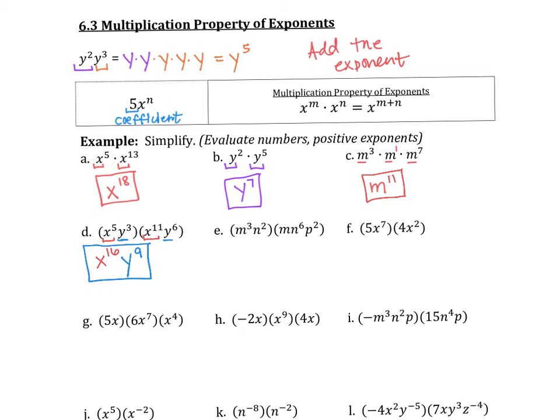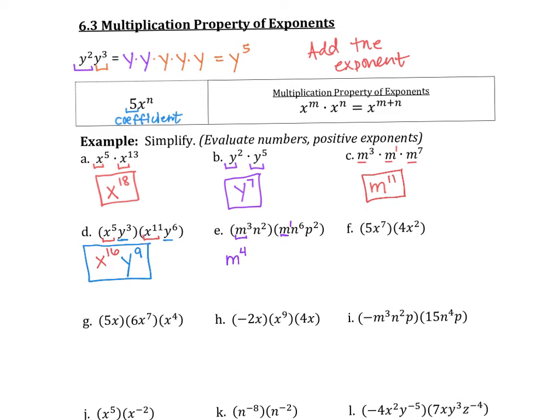Okay, next one, more variables, but the same idea. So m to the third, n to the second, times m, n to the sixth, p to the second. And I'm just going to go base by base. So I have m to the third. Do I have any other m's? I have another m here. What is the exponent on this m? Well, it must be a 1 since there's no exponent listed. So now I'm going to have m to the 3 plus 1, which is 4.